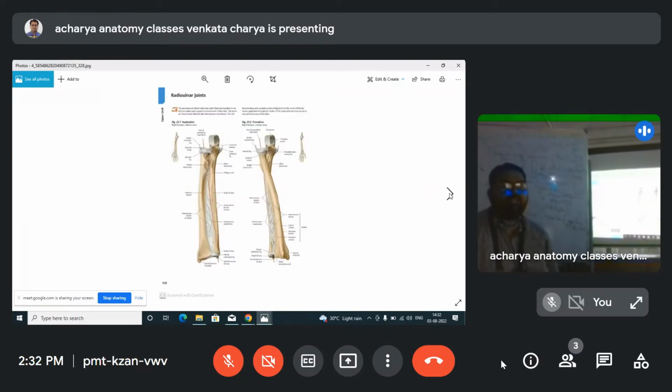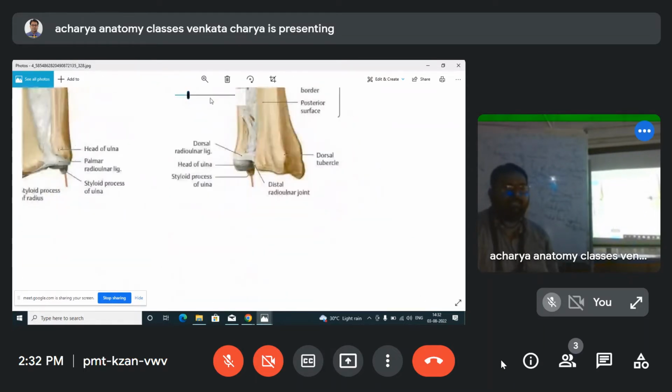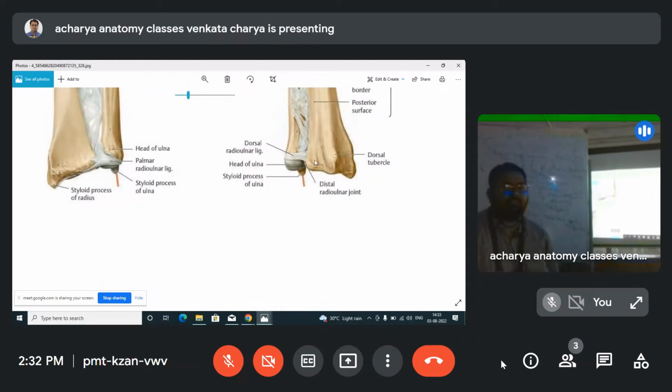Here there is a presence of sulcuses and a tubercle. See here, sulcuses 1, 2, 3, 4. These are the sulcuses. Here there is also a tubercle. This tubercle we call the dorsal tubercle, otherwise called the Lister tubercle.